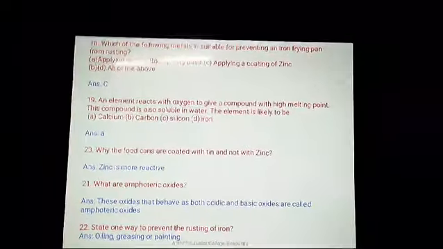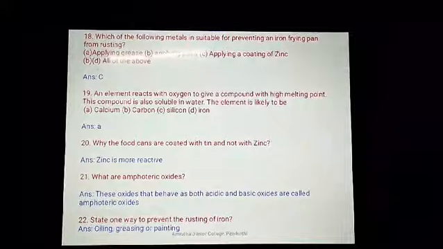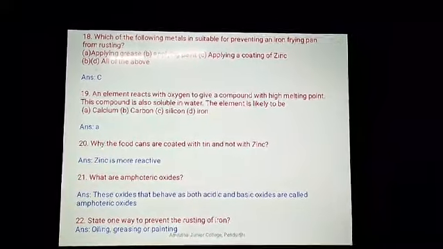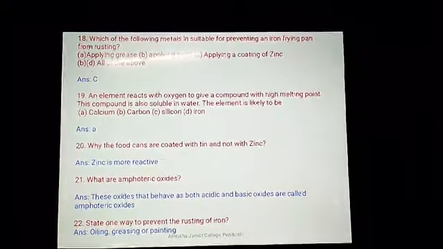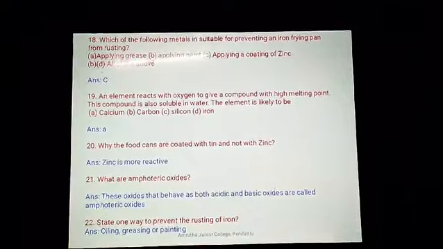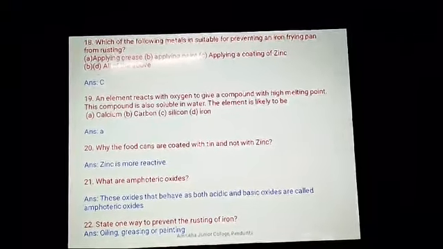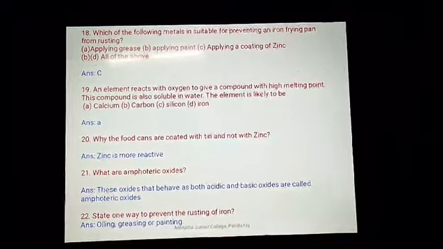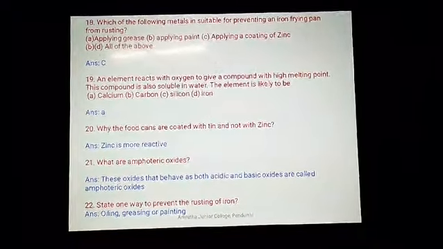Next, one MCQ. Which of the following is suitable for preventing an iron frying pan from rusting? Rusting can be controlled by applying grease, applying paint, or applying a coating of zinc. Applying paint is one option, and applying a coating of zinc is the right answer. Why? Because in the next question we will get the answer.